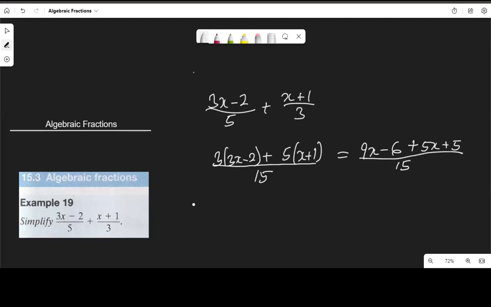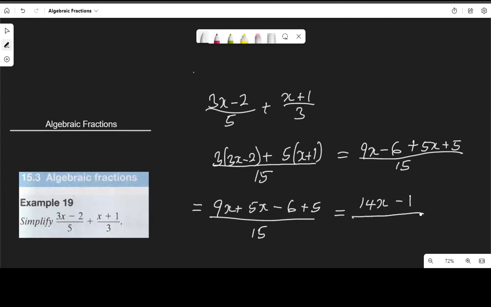Collecting like terms, we have 9x and 5x are alike since both of them have x. 9x plus 5x, then minus 6 plus 5, all over 15. 9x plus 5x is 14x, and negative 6 plus 5 is negative 1, all over 15. There's no way we can reduce this fraction below this, so this is our answer, (14x minus 1) over 15.